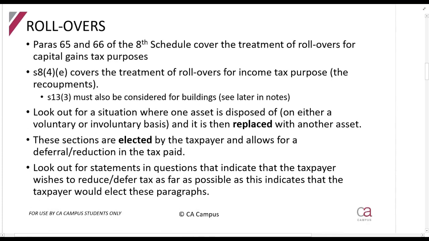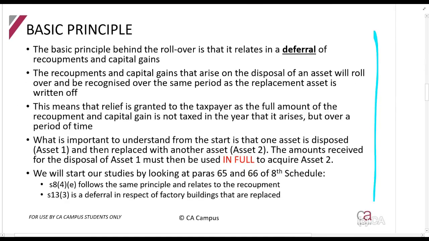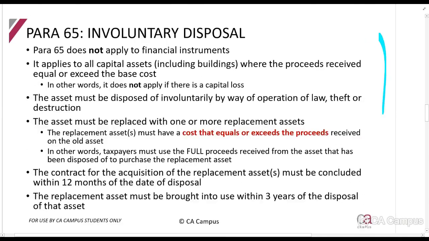Okay, now, I said to you, paragraph 66 does not apply to buildings. You'll see, to make up for that, we've got a section called section 13.3, which does apply to buildings, which we'll talk about in a little bit of time. So I've discussed all of this basic principle here, of the involuntary disposal and everything. Now, let's just talk about a couple of the important rules around this. When does it apply? First up, it does not apply to financial instruments like shares.